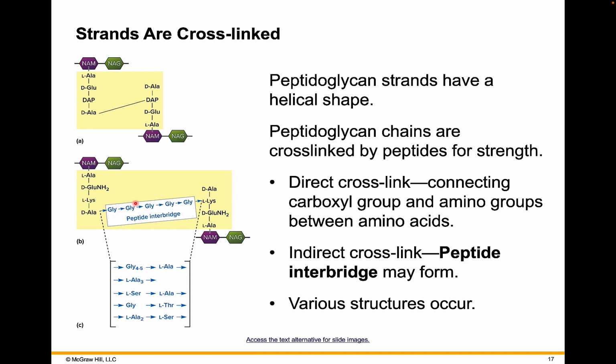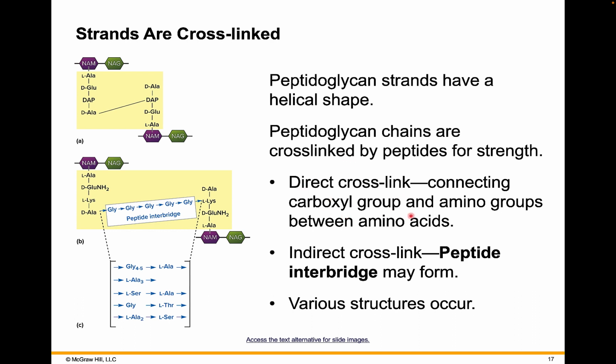We are also going to see that this peptide interbridge synthesis is actually inhibited by penicillin, so that what happens is that the cell wall structure doesn't have the rigidity and it falls apart, which we are going to see in the later part. So penicillin actually works on the enzyme which synthesizes this interbridge. On the other hand, the peptidoglycan strands have a helical shape, and the crosslink peptides add strength.